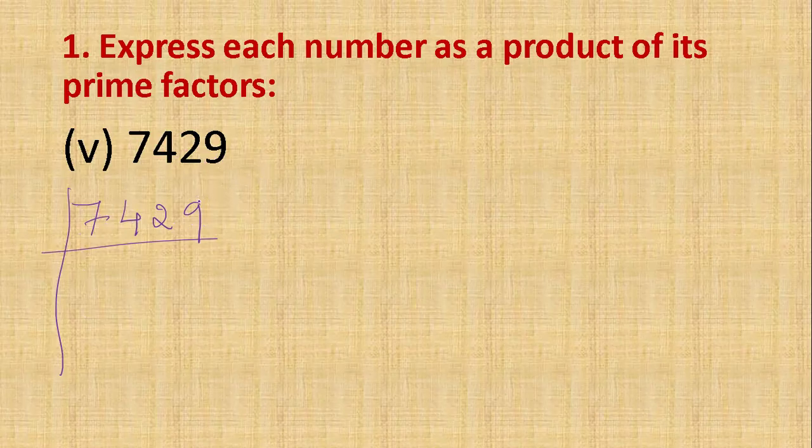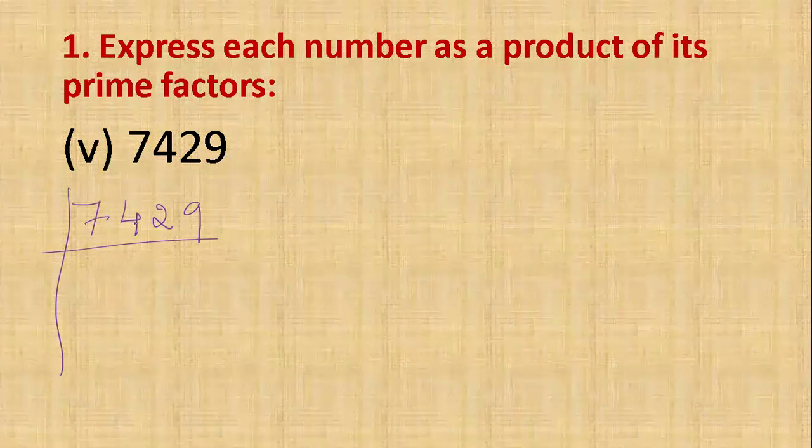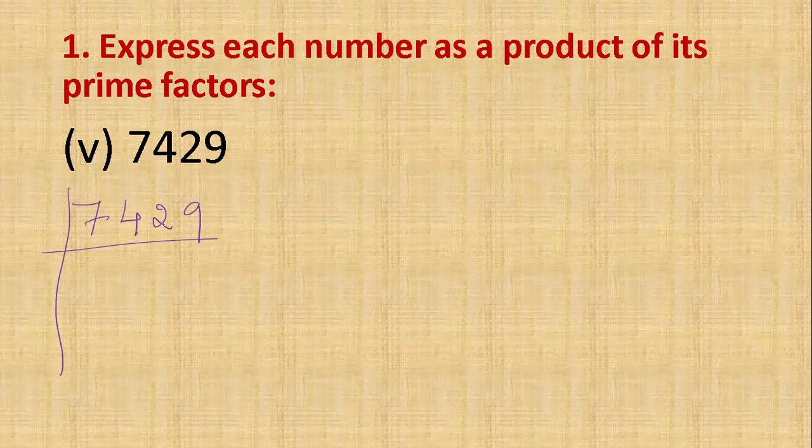3. It is not divisible by 3 because 3 plus 7 plus 4, 11, 11 plus 2, 13, 13 plus 9, it becomes 22. 22 is not divisible by 3. Therefore, it is divisible by 17.